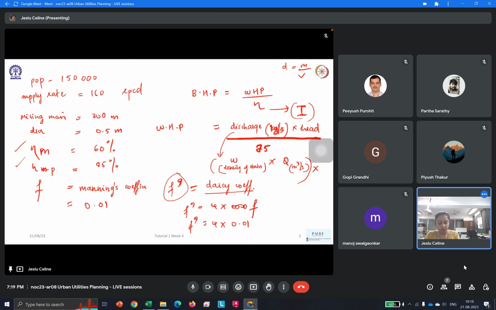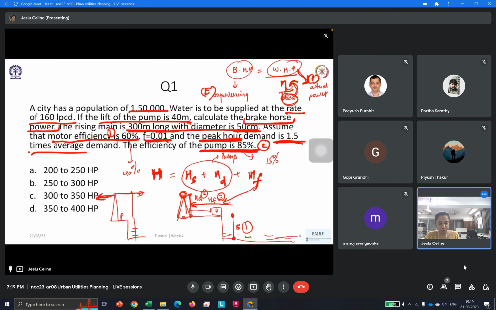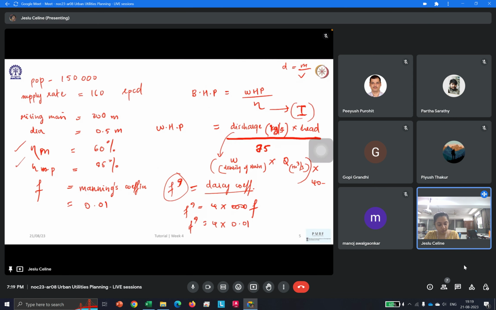Then we have the head. In order to find head, we have three factors as we discussed. The first two we know, which add up to 40, the lift of the pump, which is given as 40, plus the friction value, which we do not know. We need to find this. So this is one factor which we need to find. So that comes over here: into 40 plus HF, we need to find. So now in this, do we know what Q is? The supply rate, which is given in terms of LPCD.